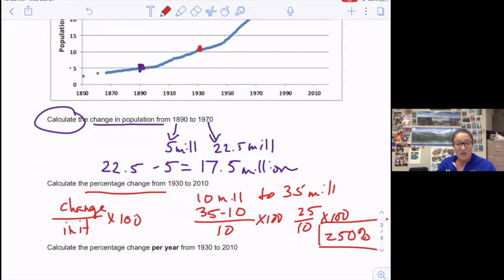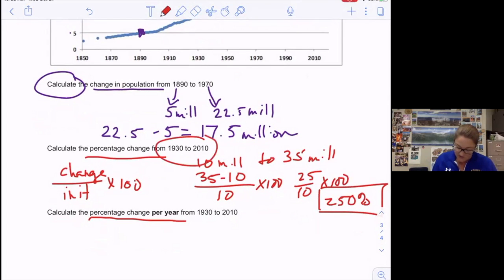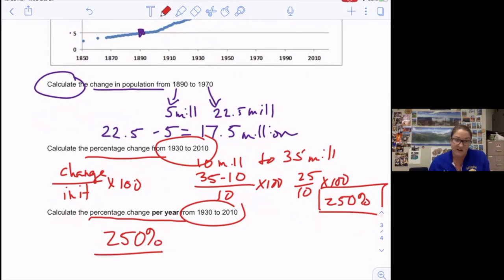The last thing you could be asked to do is the percent change per year. And in each case, make sure you're reading the question carefully. So I already found the percent change for this time period. Percent change per year is going to be the percent change divided by the number of years in the time interval. So 1930 to 2010 is 80 years.